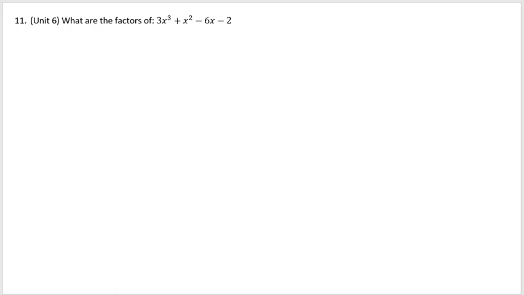Alright, so to find the factors for this one, we need to remember that because there's 4 terms to this polynomial, we need to do grouping. And before we do grouping, of course, you have to ask yourself if you can take out a GCF, a greatest common factor, first. But right here, because there's a 1 on the second term, you cannot. So we're going to just go ahead and move on to grouping.